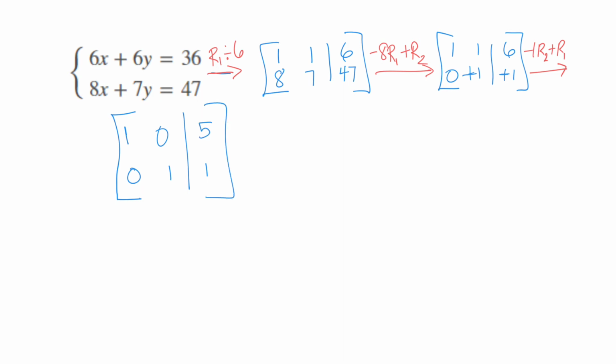Now I'm in reduced row echelon form. You can see that this is going to tell you that x is 5. This is going to tell you that y is equal to 1. You write it as an ordered pair, (5, 1). Once you get the hang of working with matrices, they really are pretty nice, and they're a lot faster probably.